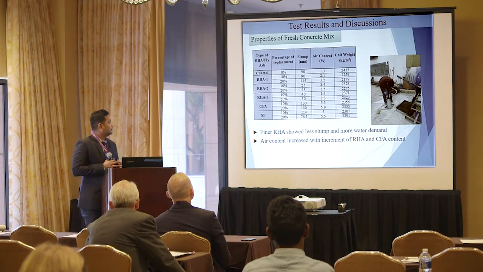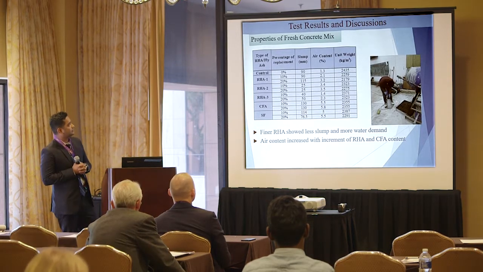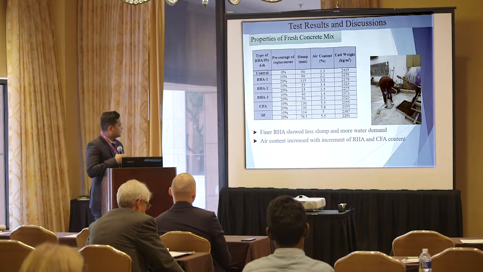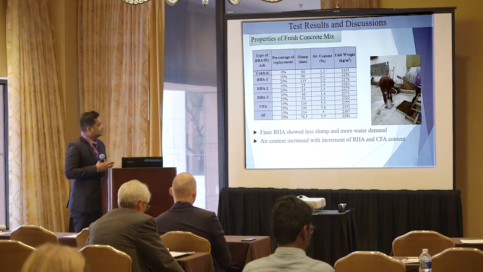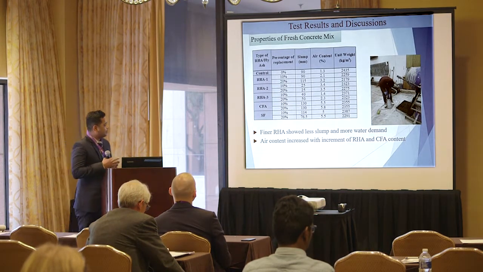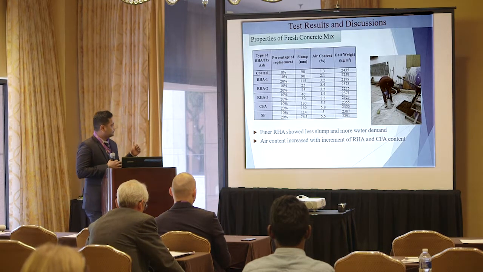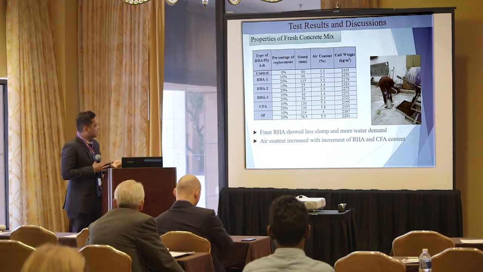These are the outcomes of my fresh concrete test. As you can see, RHA1, which is the coarsest RHA, has the highest slump, and RHA2 is less than that, and RHA3 is less than that, followed by the CFA, and the silica fume is lower than that.